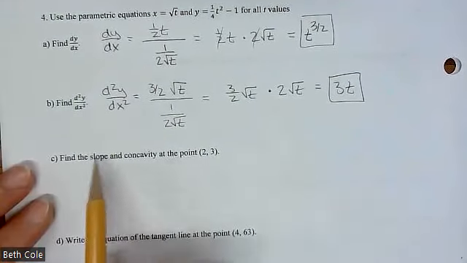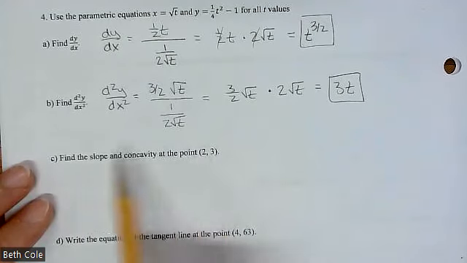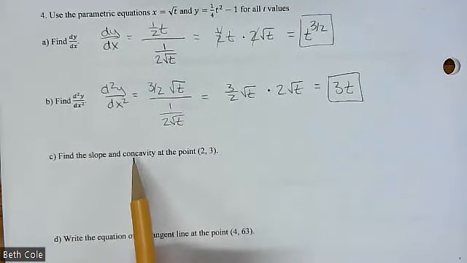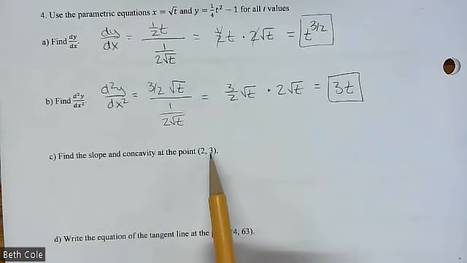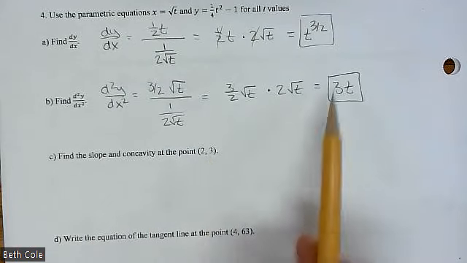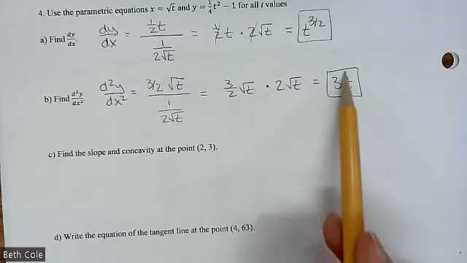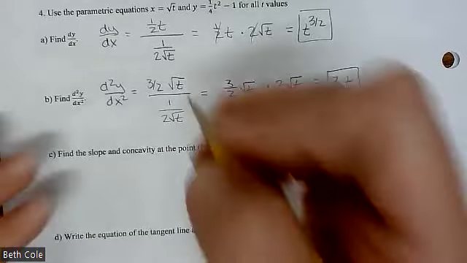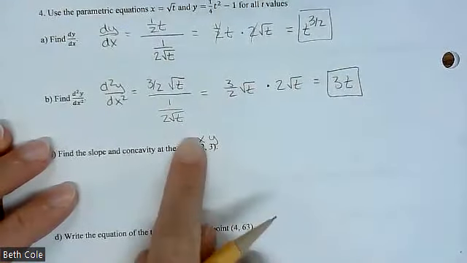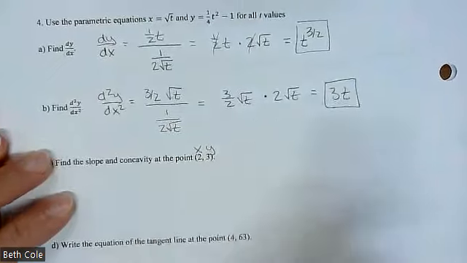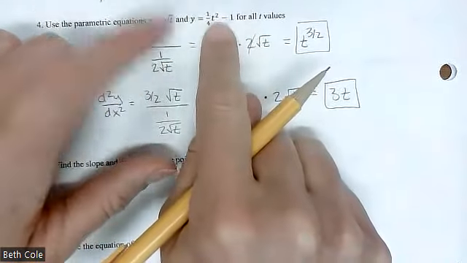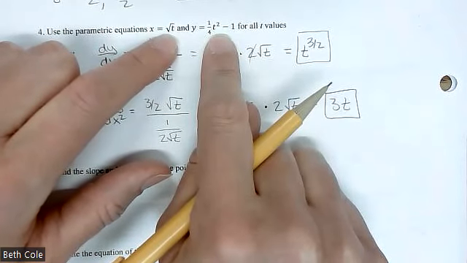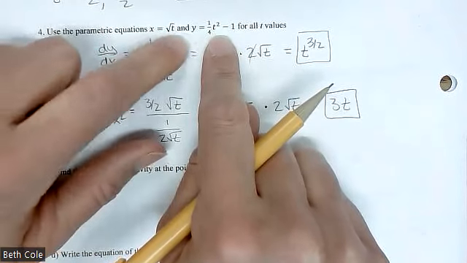Letter C says, find the slope and concavity at this point. All right, well, slope would be first derivative. Concavity would be second derivative. Here's the thing. You can't plug in 2 or 3 to these. You have to plug in t. So you have to figure out what the parameter is. Now you have a choice. You can plug in 2 for x or 3 for y. You want to pick the equation that's easier. So which one of these looks easier? Like has less mess in it? The x one, do you see that?